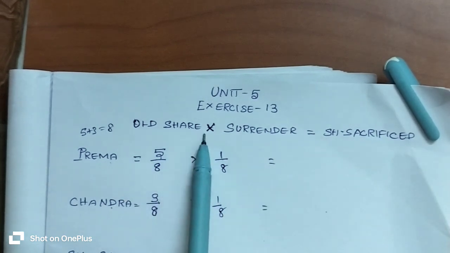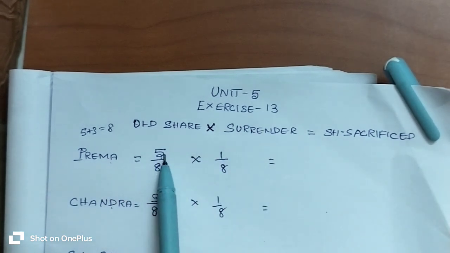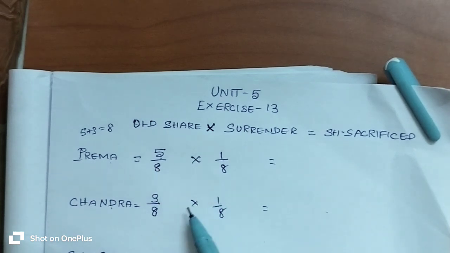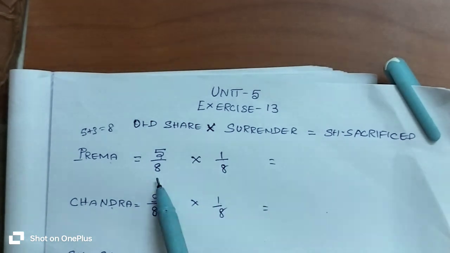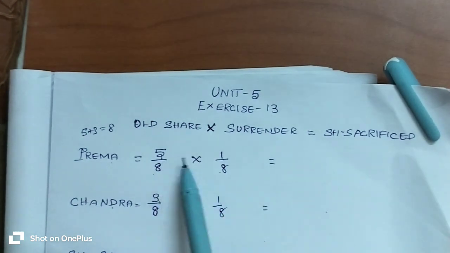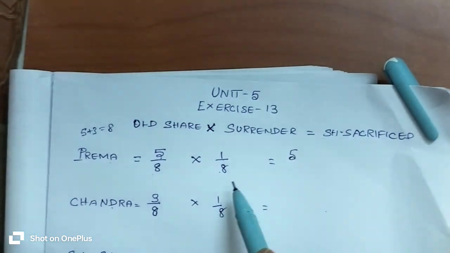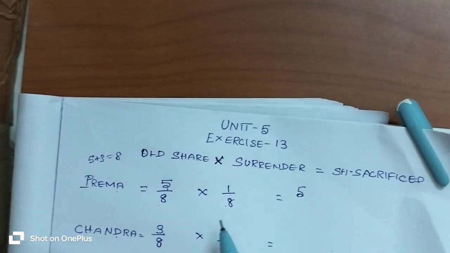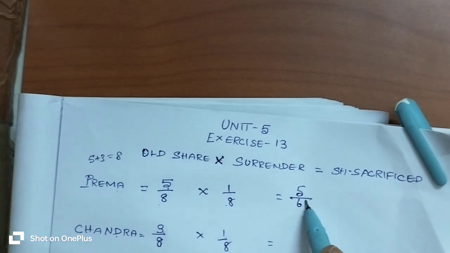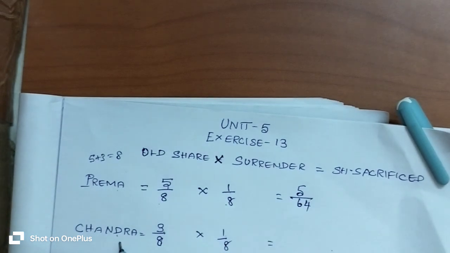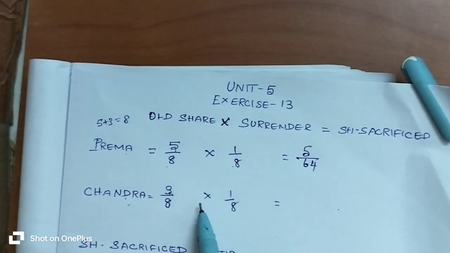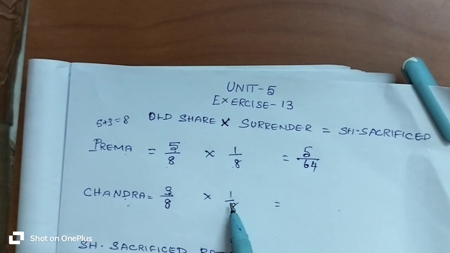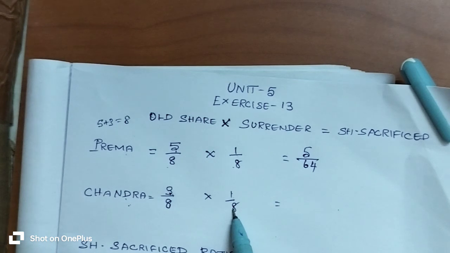What is that? Old share into surrender share. Prema's old share is 5/8 and her surrender share is 1/8. We are going to multiply directly because the denominator is the same number. 1 fives are 5 and 8 eights are 64. Similarly, Chandra is also an old partner whose old profit sharing ratio is 3/8, whose surrender share of profit is 1/8 in favor of new partner Hema.